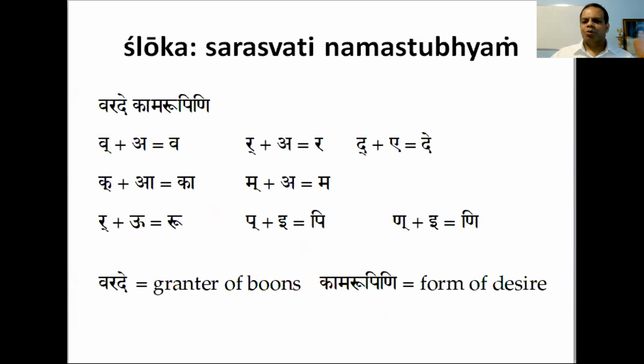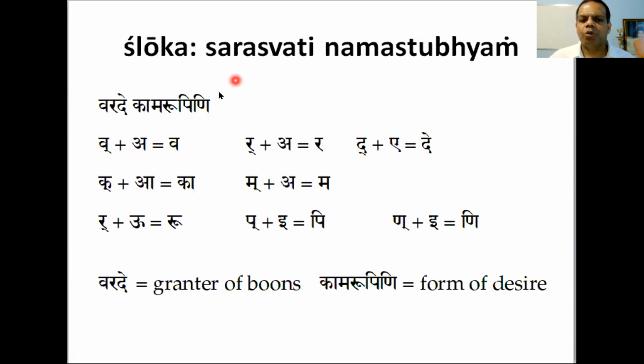So we'll go to the next two words, Varade Kamarupini. Saraswati Namastubhyam Varade Kamarupini. I put both the words here. The first letter is Va, which is U plus A, Va. The second letter is Ir plus A, Ra. The third letter is De, which is Id plus A, De. Varade.